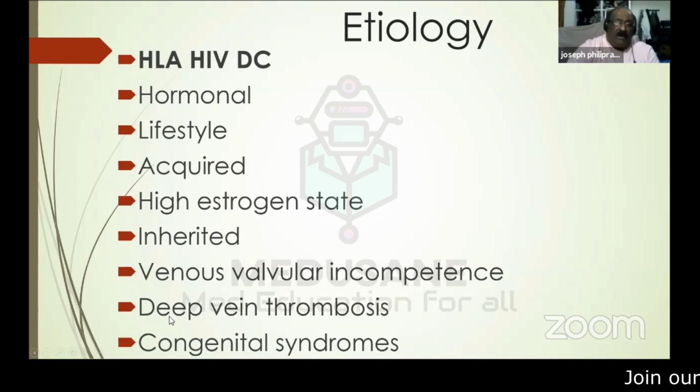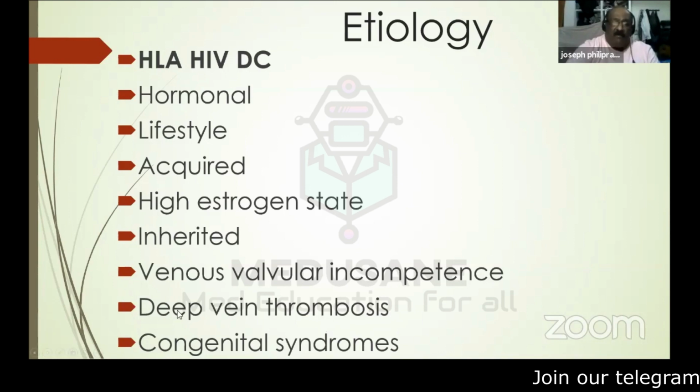Now, another important thing is deep venous thrombosis, especially postpartum. These women develop deep venous thrombosis. Since the deep vein is thrombosed and the lumen is obliterated, the alternative path for the blood to flow from the lower limb towards the heart is the superficial system.